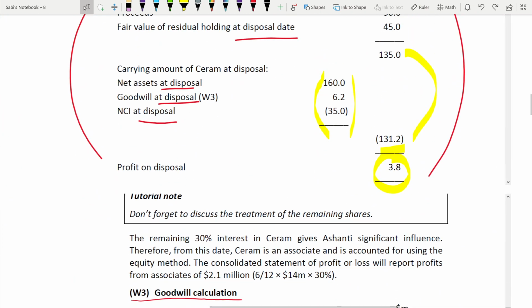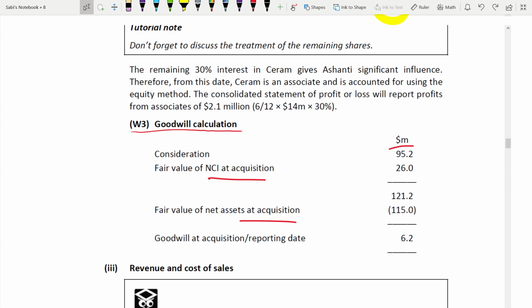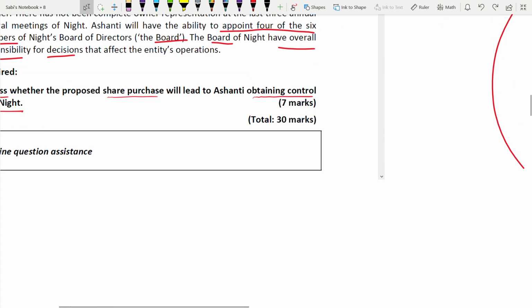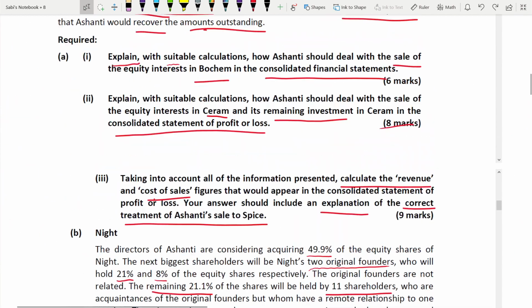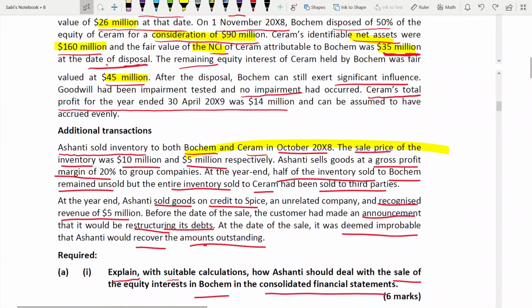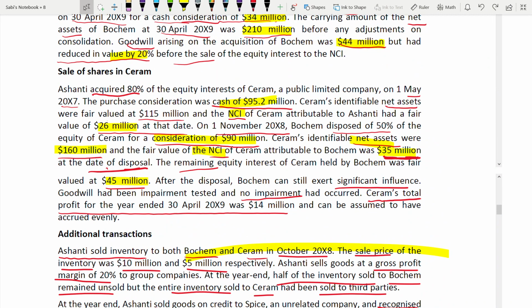Yes. Sorry, that 160 is at the date of disposal. We need it at the date of acquisition. At the date of acquisition, it is 115. Okay, the net assets. We'll see how. So 115, 115. Yes, it is this 115. Okay.